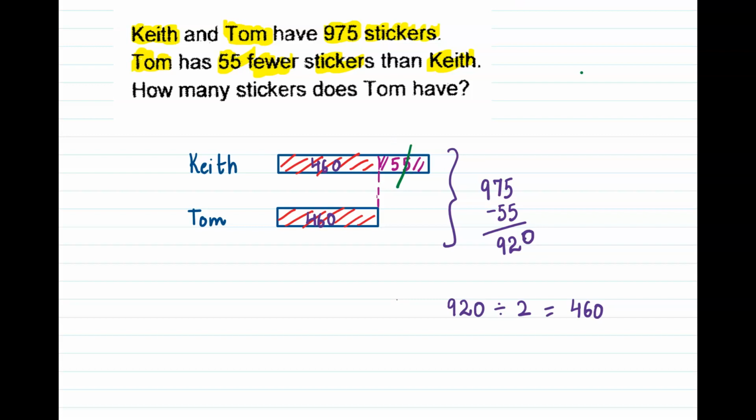Now, if we come back to the original condition, Keith had 460 plus 55, which is equal to 515. And Tom has 460. So the answer is that Tom has 460 stickers.